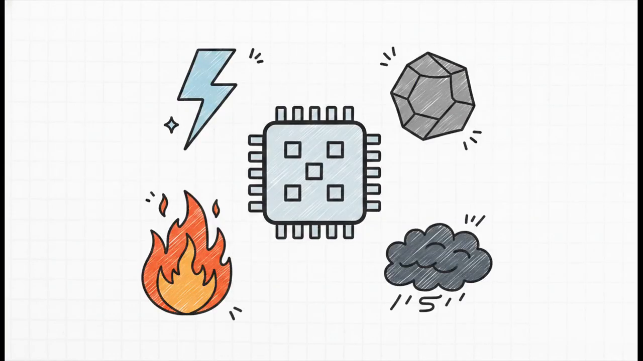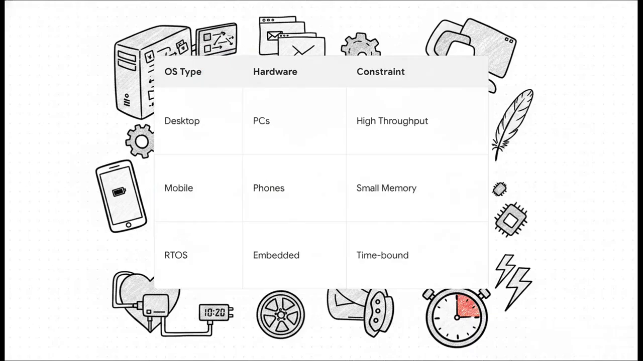Now, while the campus analogy is awesome for understanding the theory of a smoothly running system, let's be real. The real world is a lot less forgiving. Modern operating systems actually live and struggle in incredibly distinct, often harsh hardware environments. Operating systems have to radically adapt depending on where they live.